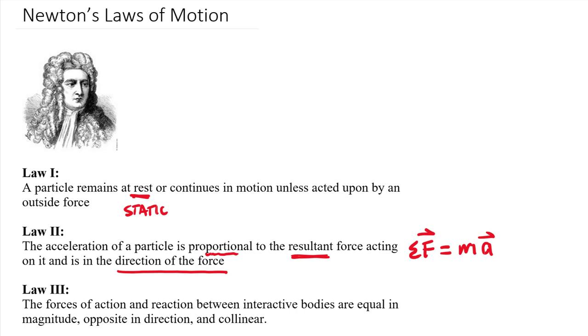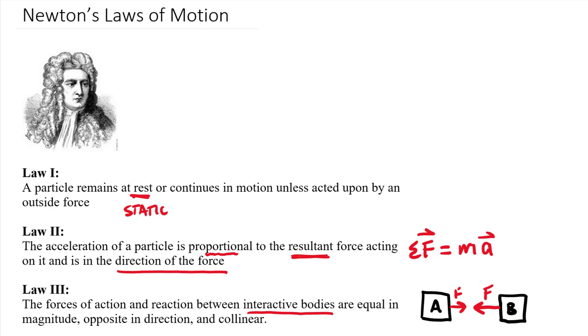The third law looks at multiple interacting bodies, and says the forces between them are equal in magnitude, opposite in direction, and collinear. Setting a little example for law number three, if we have box A, and box A happens to be touching box B, we could separate these out and create free body diagrams of each one. Let me grab box B and move it over here to the side. Box B has a force on it, exerted by box A. I could label that force F. Box A also has a force on it exerted by box B. These two forces are equal and opposite and collinear. And that's where law three comes in.